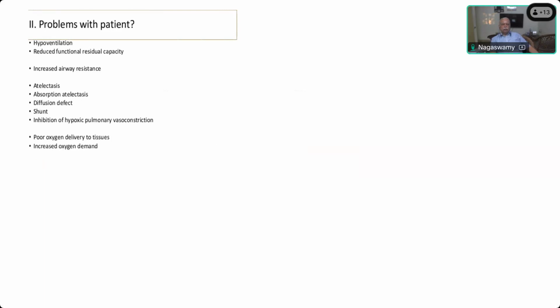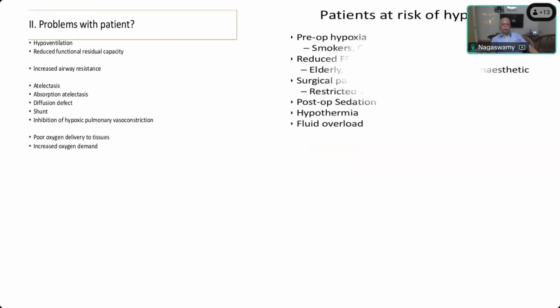decreased oxygen delivery supply. And of course, patient problem, it may be because of hypoventilation, reduced FRC, increased airway resistance, atelectasis, diffusion hypoxia, shunt, and poor oxygen delivery to tissues because of hypovolemia or hypotension. And supposing the patient develops malignant hyperthermia, there will be an increase in oxygen demand, or intraoperative sepsis causing a rise in temperature. All these conditions will increase the oxygen demand. So these are the problems with the patient.